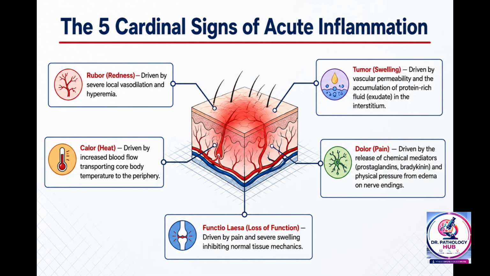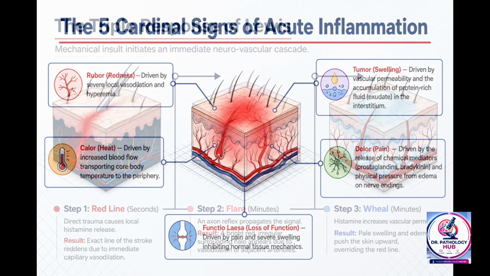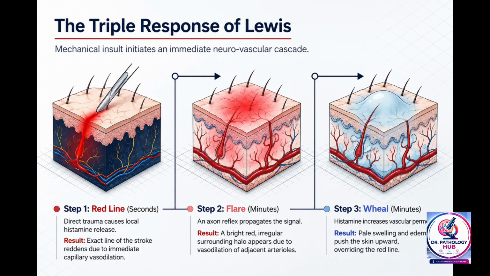Finally, severe swelling and pain lead to functio laesa, loss of function, a hallmark added to the classic 4 signs by Rudolf Virchow. To understand this on the skin, look at the triple response of Lewis. A mechanical insult triggers a rapid neurovascular cascade.